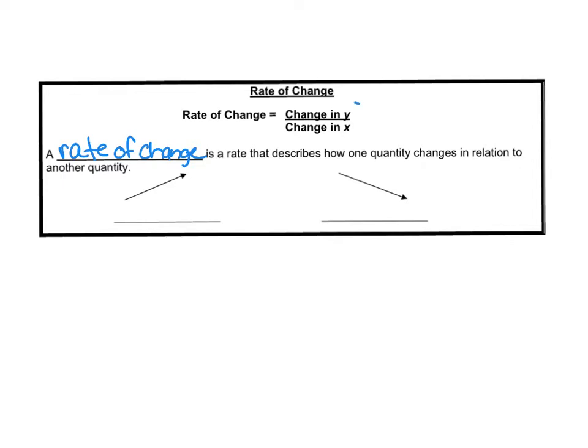So what we have here is the change in the y all over the change in the x. And we have what's called a positive rate of change when the relationship goes up from left to right. And if it's going down from left to right, that is considered a negative rate of change.